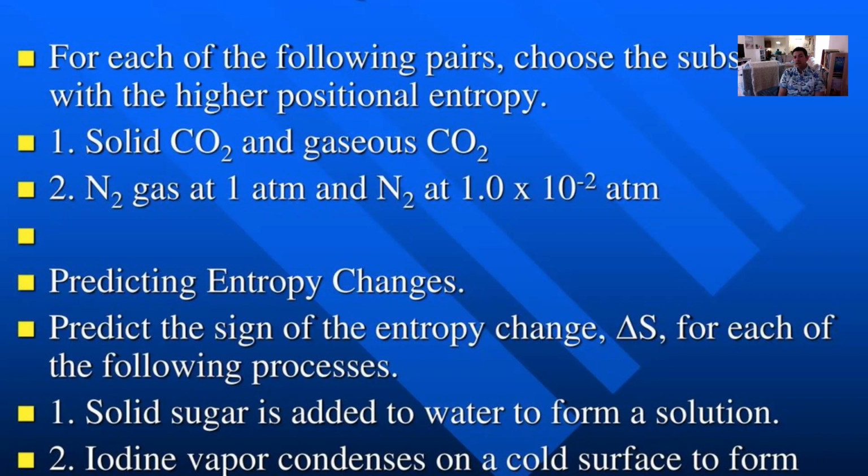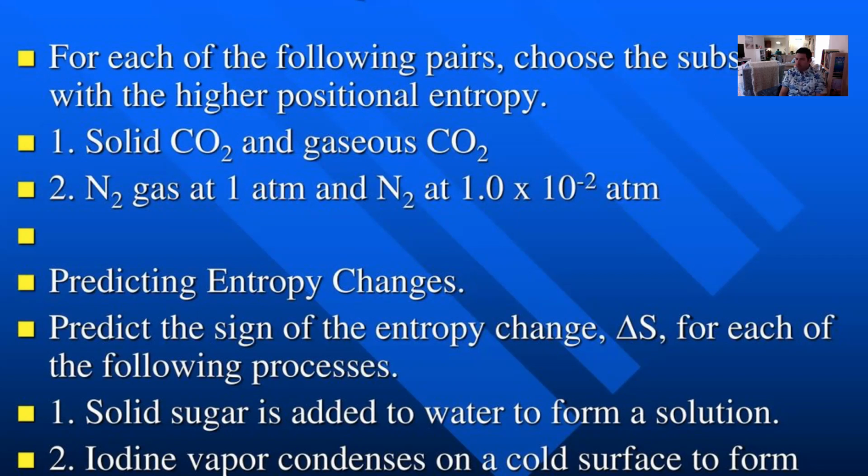Now, our second example, N2 gas at 1 atmosphere of pressure and N2 gas at 1.0 times 10 to the negative second atmospheres of pressure. There's nothing here about the temperature, so we don't have to worry about anything like that. This would be strictly a Boyle's law. Since they're both a gas, we want the gas with the larger volume. Which gas would have the larger volume? The N2 at 1 times 10 to the negative second atmospheres. So that substance would have the higher positional entropy. It would have more disorder because it has more states that it can exist in.